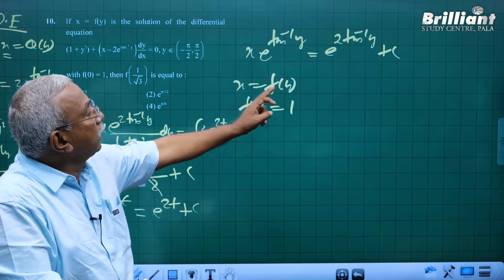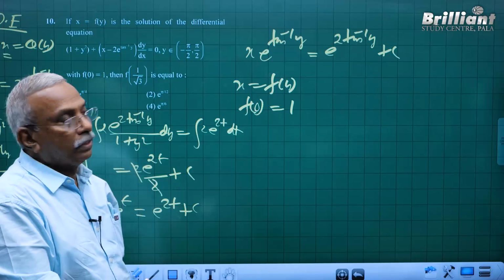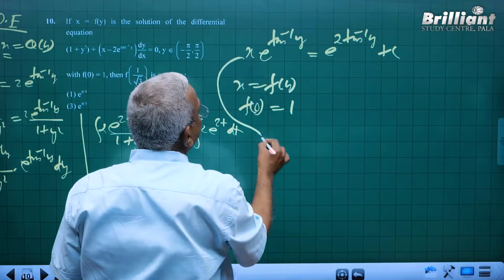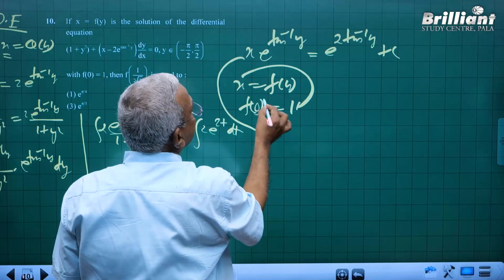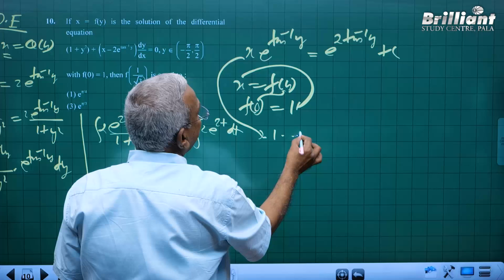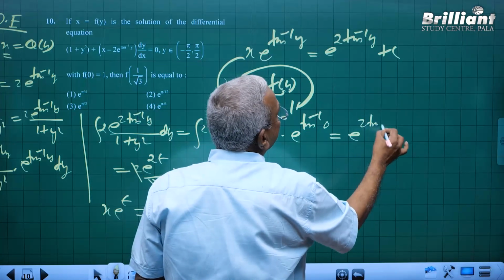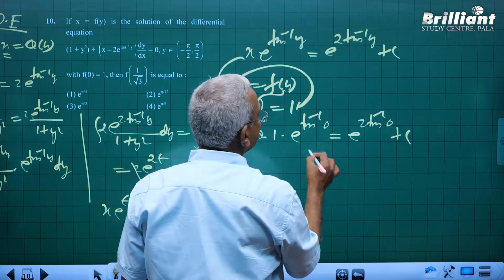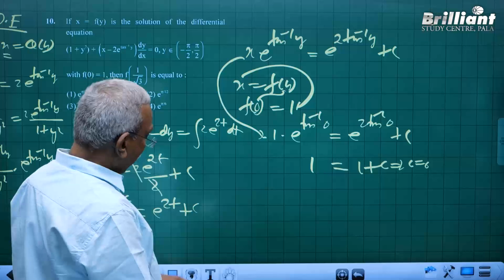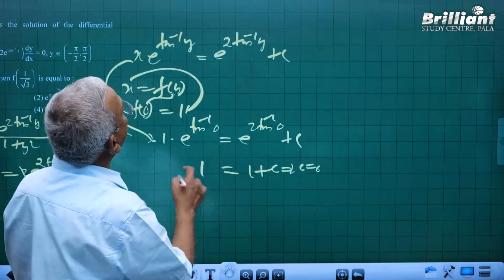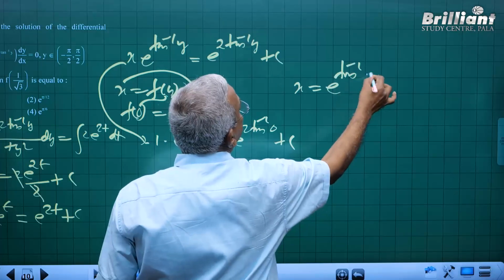As per the form, x is equal to f of y is there and f of 0 equal to 1 means what? When y is equal to 0, x is equal to 1. That means we can replace this expression: this is your x and that is your y. So, 1 into e raised to tan inverse 0 is equal to e raised to 2 tan inverse 0 plus c. So, 1 is equal to 1 plus c, which implies that c equals 0. That implies c is out and x is equal to e raised to tan inverse y.